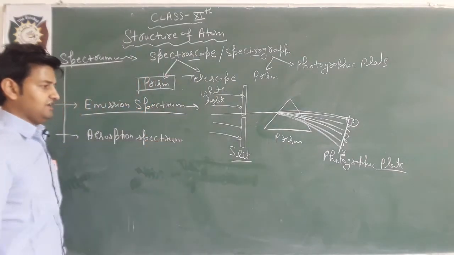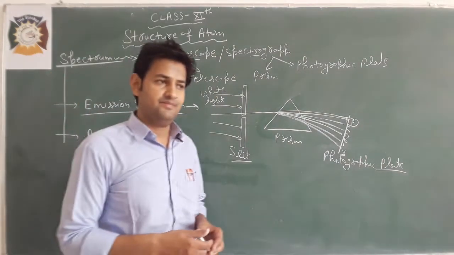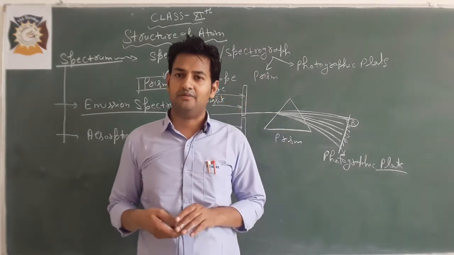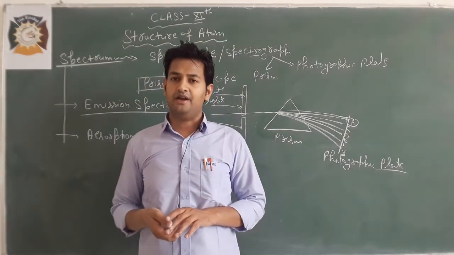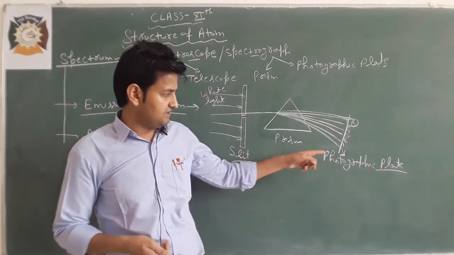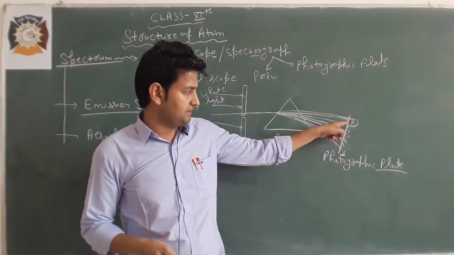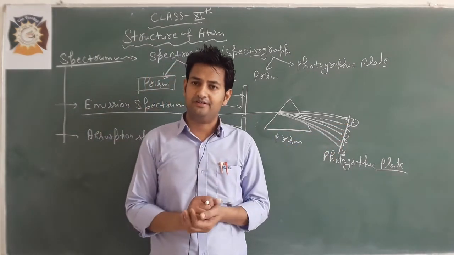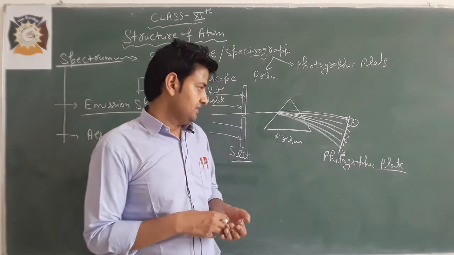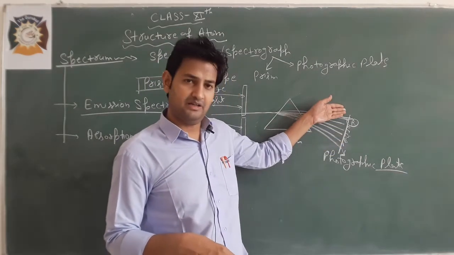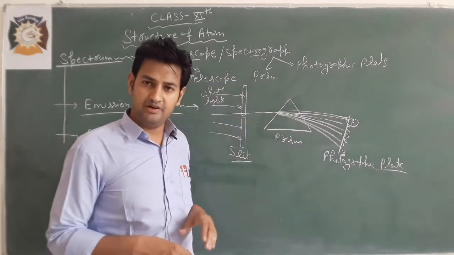The emission spectrum is again of two types: the continuous spectrum and the line spectrum. In the continuous spectrum, the colors are merged into each other. These colors merge into one another in such a way that they appear with great continuity. So this is called the continuous spectrum.